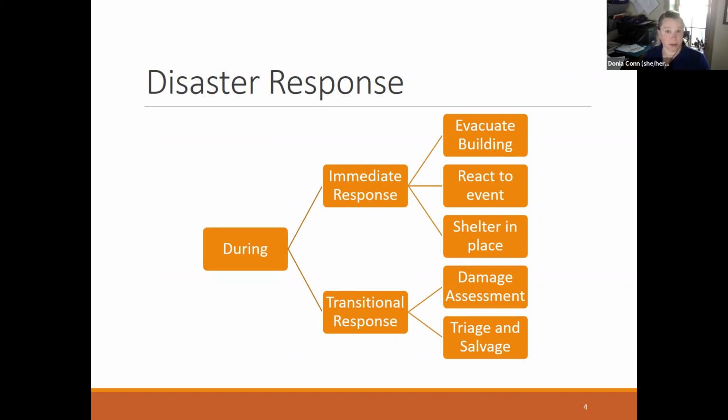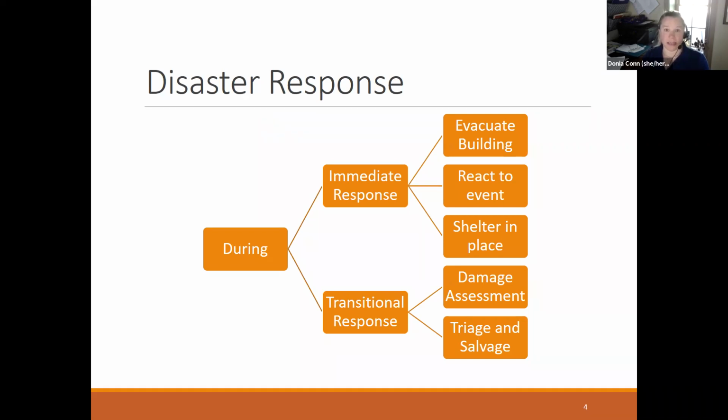There's your immediate response. And so this is your immediate reaction to an emergency as it's occurring. So that could be your fire alarms are going off and you're evacuating your building. You're not going to take a lot of time to think about this. The fire alarms go off, you evacuate the building. Because as CJ talked about, as we're going to talk about a lot in this webinar, personal safety is paramount. So when those fire alarms go off, you get out of the building until you know why they're going off. It's reacting to the event.